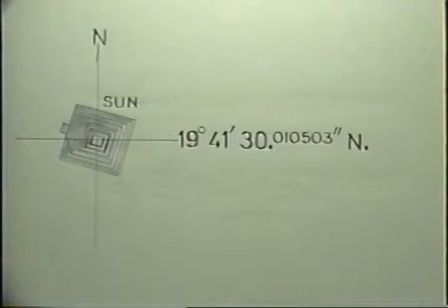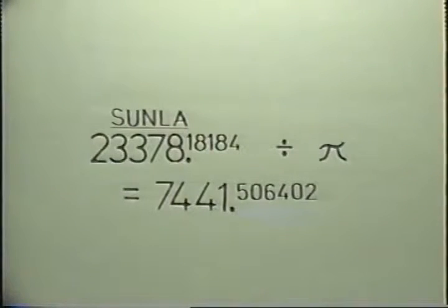I'm a pi multiplex, and I will show anyone why I am where I am, if they know my language. As for the matrix proper, the sun addresses it from its grid latitude of 23,378.18184. The access key is, of course, pi. Divide it by pi itself, and we find the 7441.506 square foot area of Stonehenge.